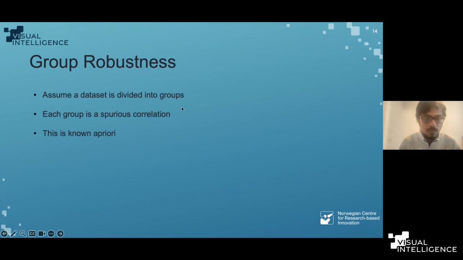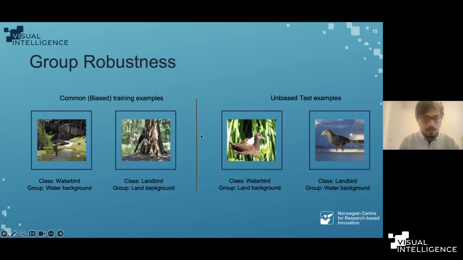So we assume we are given two types of labels. The first is your vanilla class labels that tell you what object is in the image. And the second set of labels is the set of group labels. So what sort of spurious correlation is that image part of? So let's look at a certain example. Previously, I talked about this intentionally biased dataset called Waterbirds. So these are the common bias training examples. The class, as I said, it's a binary classification task. So you have two classes, waterbird and landbird.